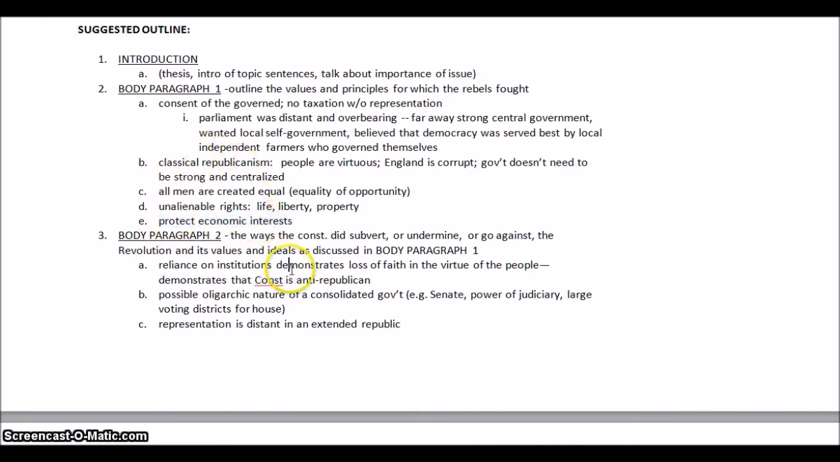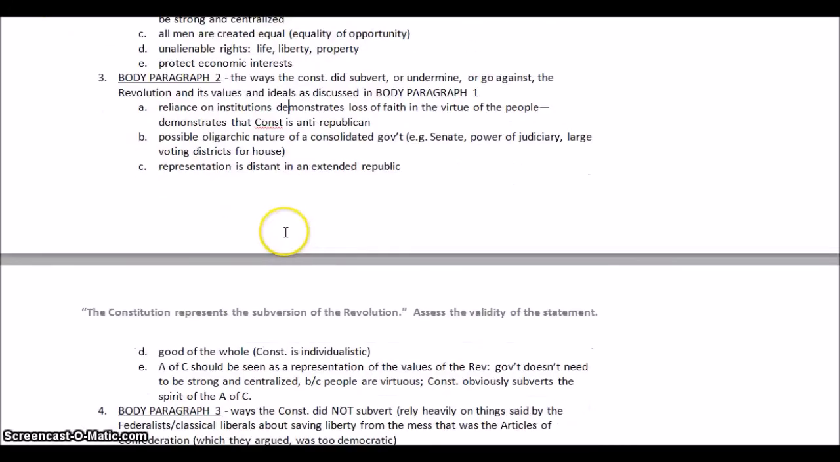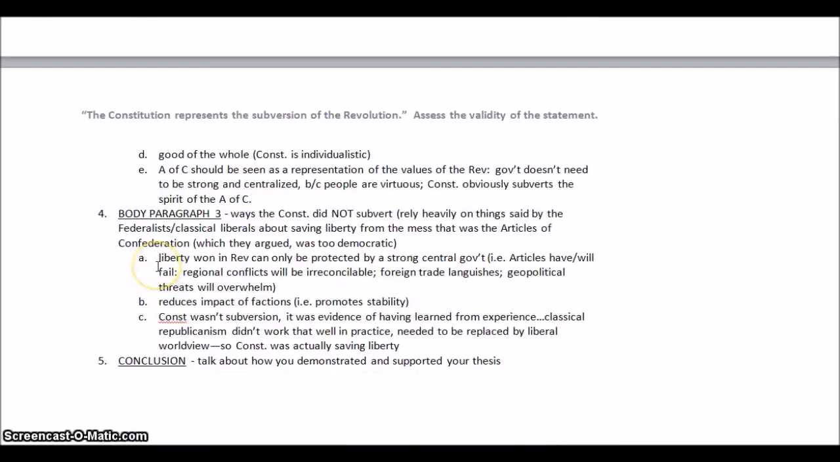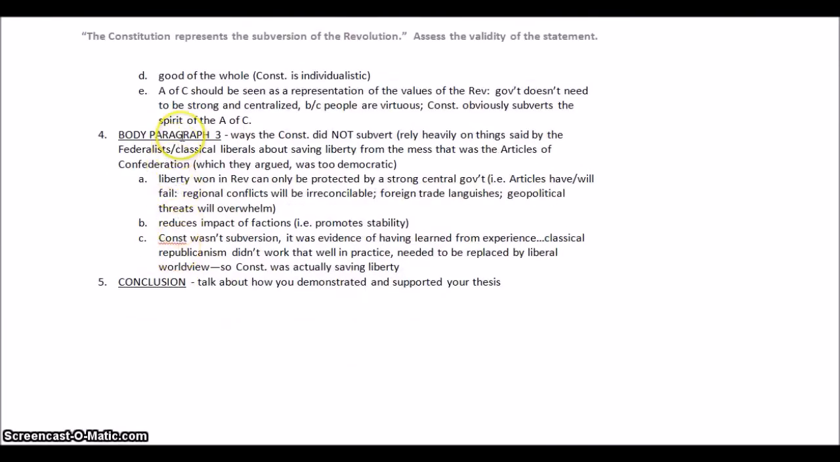Now the second body paragraph is where I would write about ways in which it was subverted. The revolution was subverted. You can read through all of this. If you have any questions, please ask. And the last body paragraph would be my section of ways it did not subvert. And again, you can read through this. If you have any questions, ask. But this outlines it all for you.